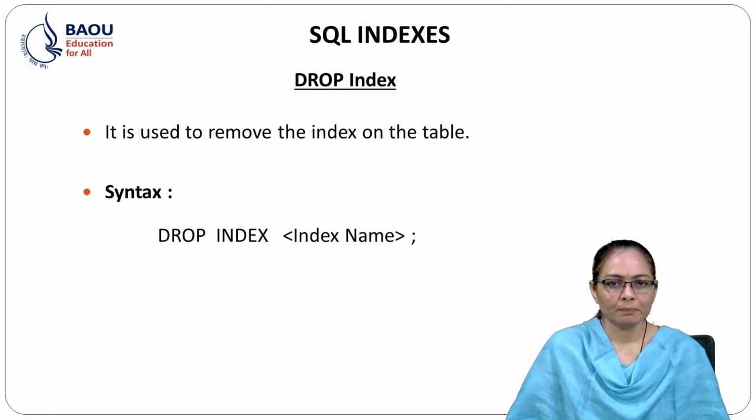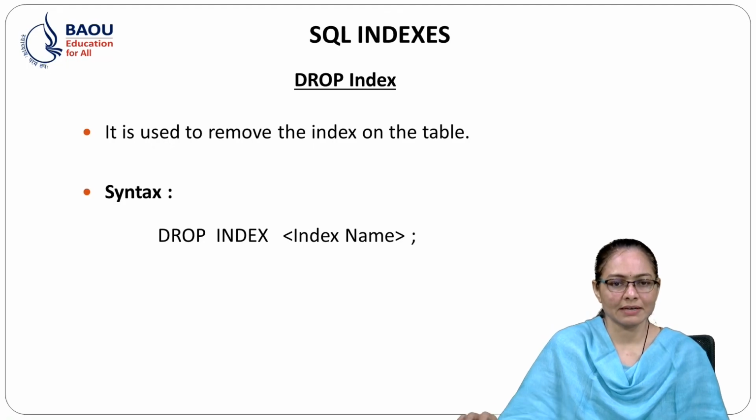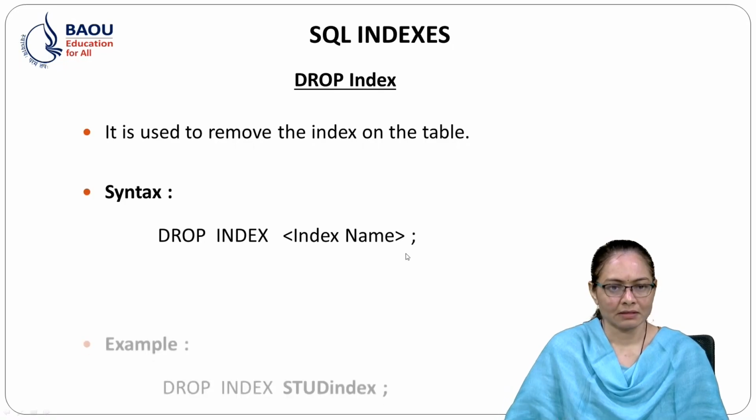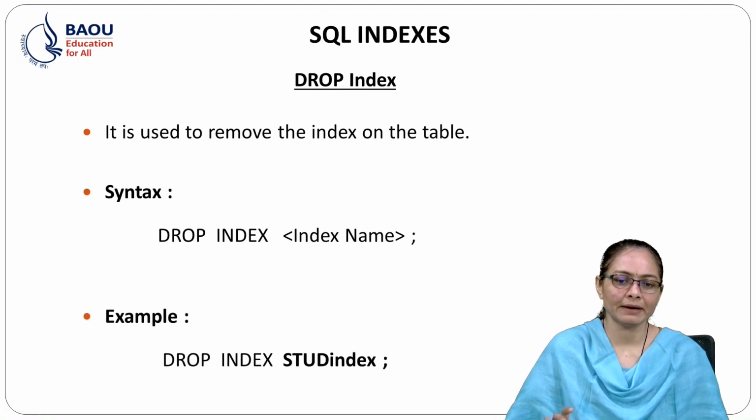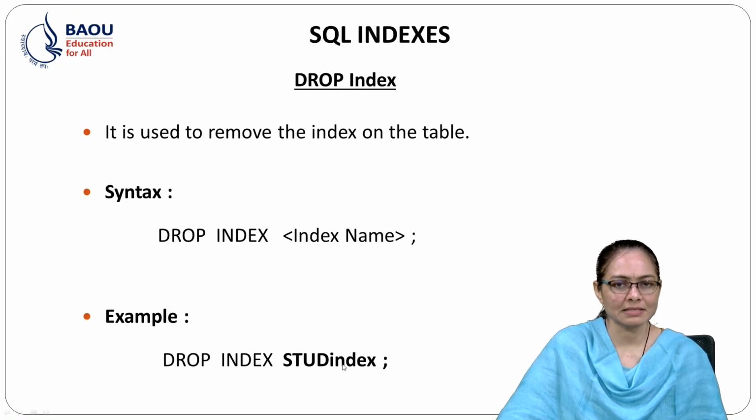Now, drop the index. How to drop the index? If we want to remove the index on the table, then this command is used. See, in the syntax: drop index and index name. For example, drop index stud index. This index is removed from the student table.